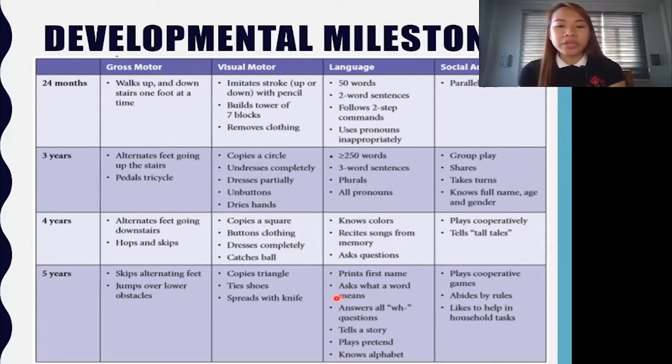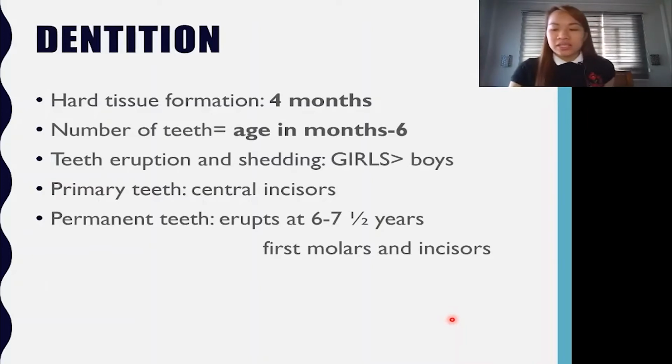So, ask what a word means. They answer all the what, when, where, why questions. They can tell a story, play pretend. Okay, kunwari sila si Flash. So parang feeling nila super fast din sila. And then they know the alphabet. So they abide by the rules and like to help in household tasks. So you have to let them. Okay? So yun po yung ating developmental milestones.